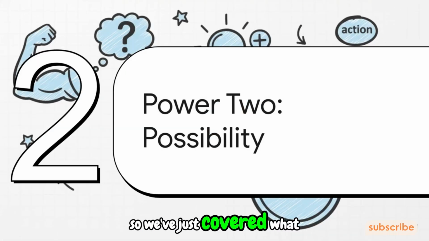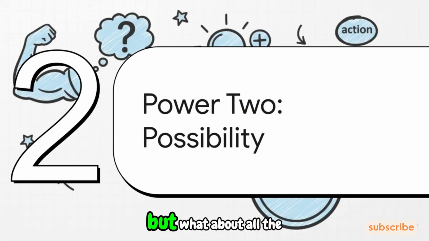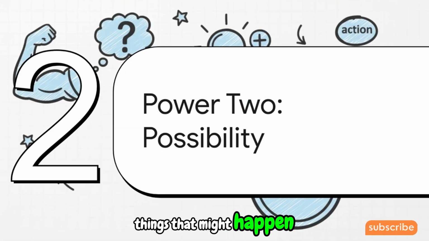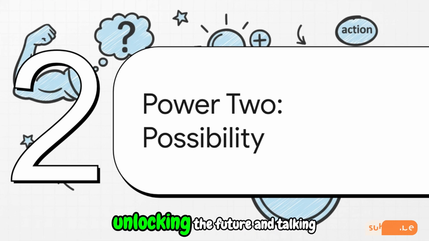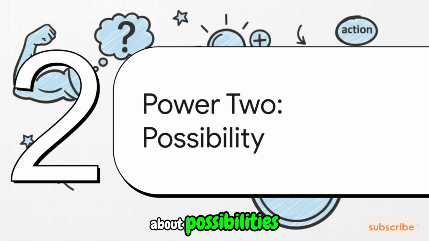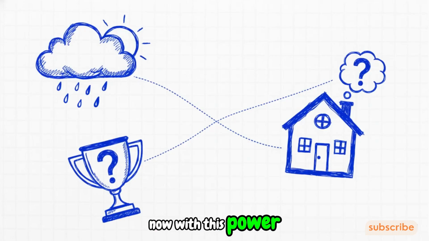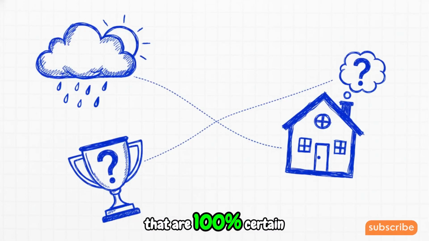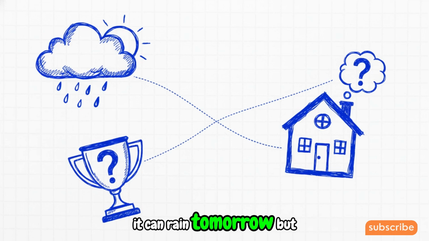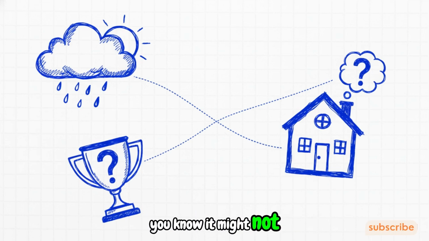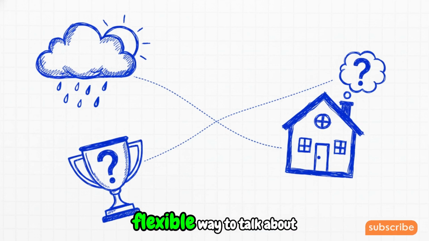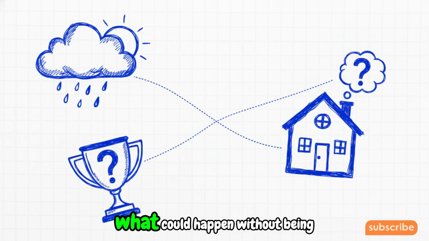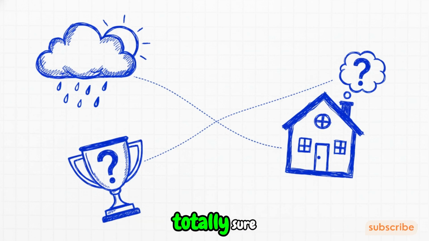So, we've just covered what we know we're able to do. But what about all the things that might happen? Well, that brings us to the second superpower of can, unlocking the future and talking about possibilities. Now, with this power, we're not talking about things that are 100% certain. It can rain tomorrow, but it might not. You can arrive at 6, but that's not a guarantee. Can gives us this fantastic, flexible way to talk about what's probable, what could happen, without being totally sure.